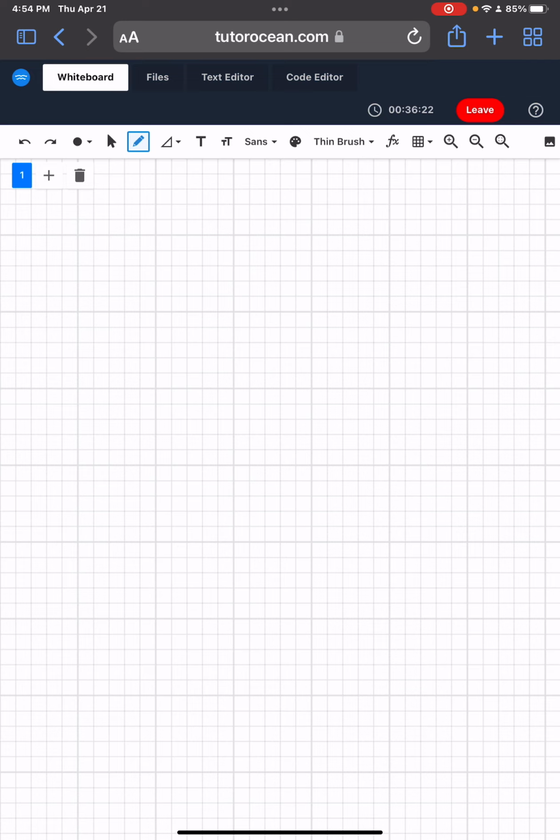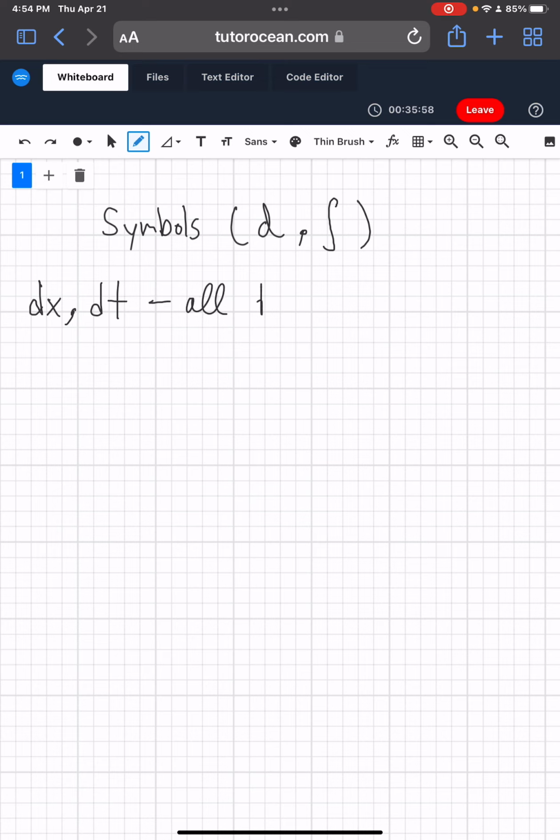All right, so let's talk about calculus symbols. If there's two symbols that people get tripped up and crazy scared about, it's d and integral. So what does this mean? Now d, you may see something like dx or dt, and all it means is a little bit of. A little bit of x, a little bit of t.